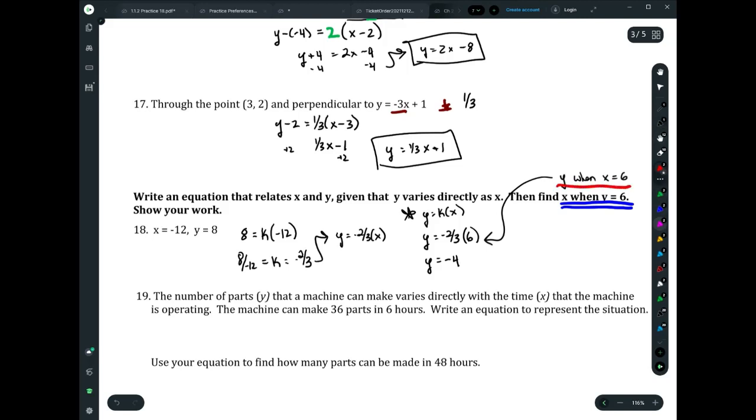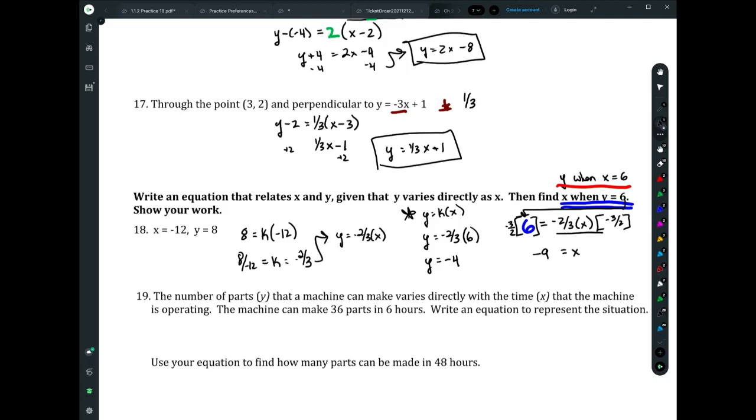And if I'm finding x when y is 6, Mr. Dvorsky made a little mistake, but he's fixing it now. That just means you're plugging 6 in for y, and you'd have -2/3 for x. And remember to cancel out a fraction, we multiply by its reciprocal. So it's going to be negative 18 over 2, which is negative 9. So be careful with which one you are finding. I just found y equals negative 4 when x equals 6. So that again was the first one.